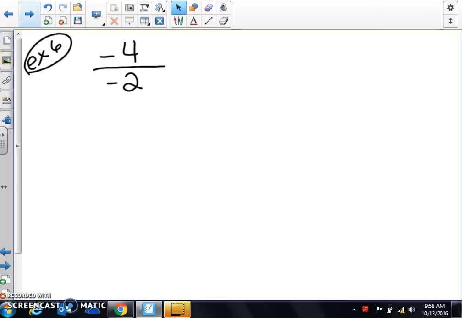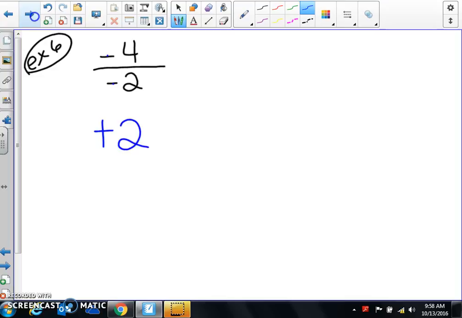All right, let's talk about dividing. So it's the exact same rules for dividing, okay? So for dividing, 2 wrongs do make a right. So a negative and a negative is a positive. So this is going to be a positive number. And then 4 divided by 2 is 2. And remember, you don't write plus 2. You would just write 2 as my answer.